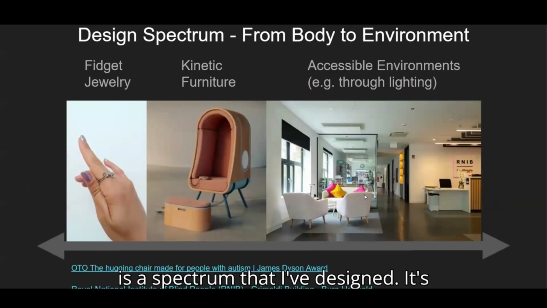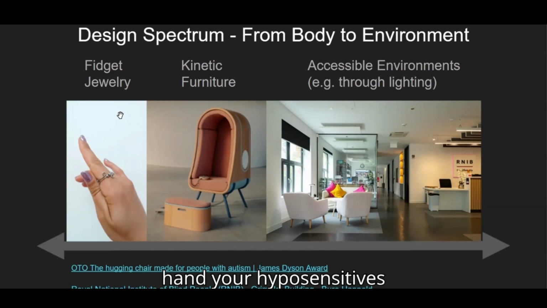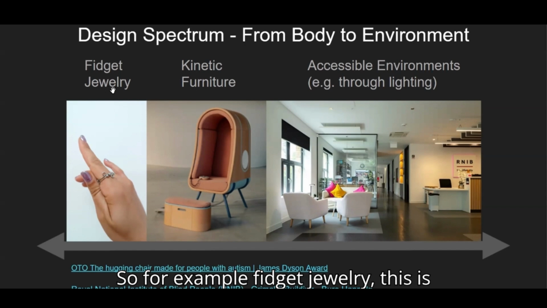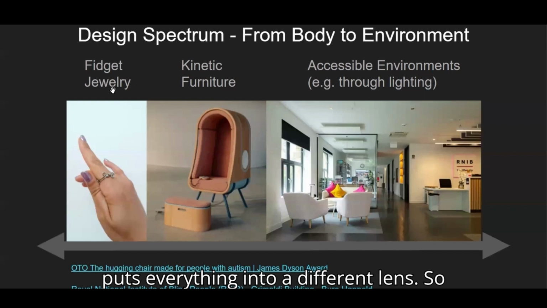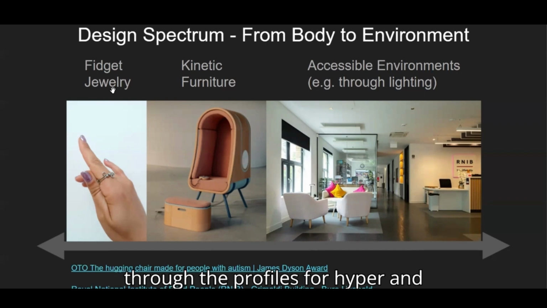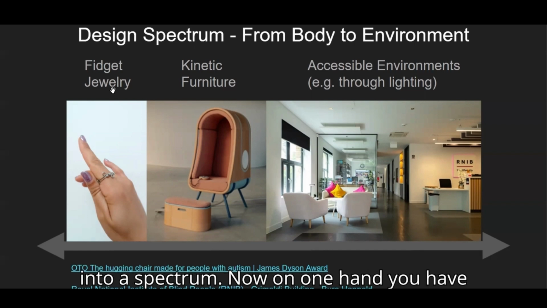So this is a spectrum that I've designed. It's the design spectrum from body to environment. So you have on the one hand your hyposensitives, which use a lot of fidgeting. So, for example, fidget jewelry. This is the design spectrum of everything, and it puts everything into a different lens. So when you're looking through the neurodiversity lens and through the profiles for hyper and hyposensitive, things can blend together into a spectrum.